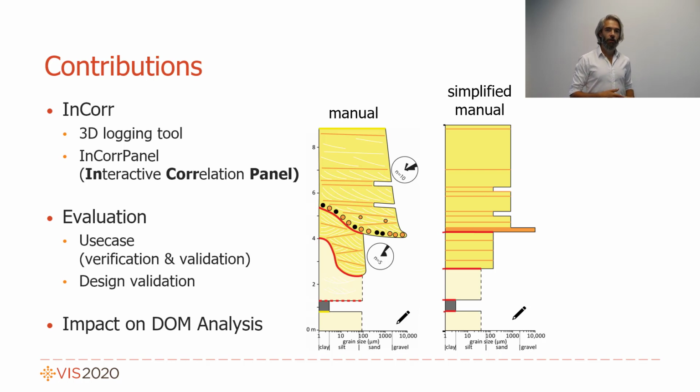We came to the conclusion with our collaborators that they would greatly benefit from an interactive correlation panel. It should look familiar, looking like manual illustrations, but should also be cheap to create and to maintain. In the form of a design study, we researched two components: a 3D logging tool to efficiently connect contacts, and the InCorr panel, short for interactive correlation panels. We evaluated our results through a use case. We also compared our result to manual illustrations, and we asked 3 geologists to give feedback on our designs.